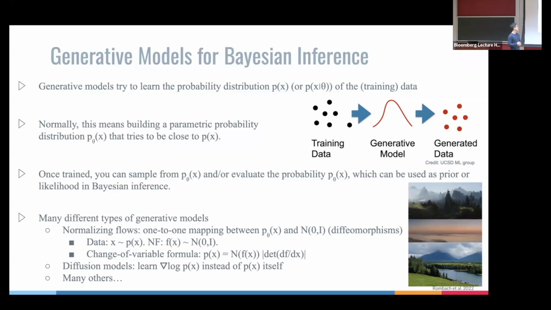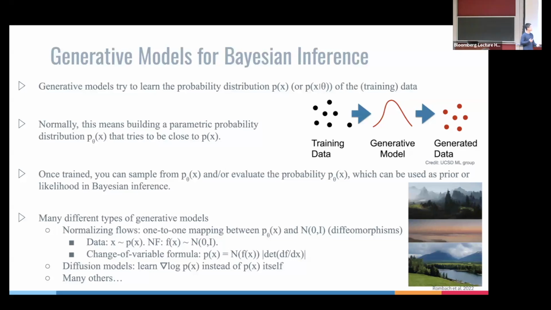It's essentially a one-to-one mapping between your parameterized distribution and the standard normal Gaussian distribution. So we have X, your data, which follows some complicated distribution. You have a normalizing flow transformation F that maps that to a standard normal distribution. This mapping is bijective and differentiable. So once you build such a mapping, you can evaluate the density using the change of variable formula. The density is given by the density of your latent or Gaussian variable times the Jacobian determinant of this coordinate transformation.